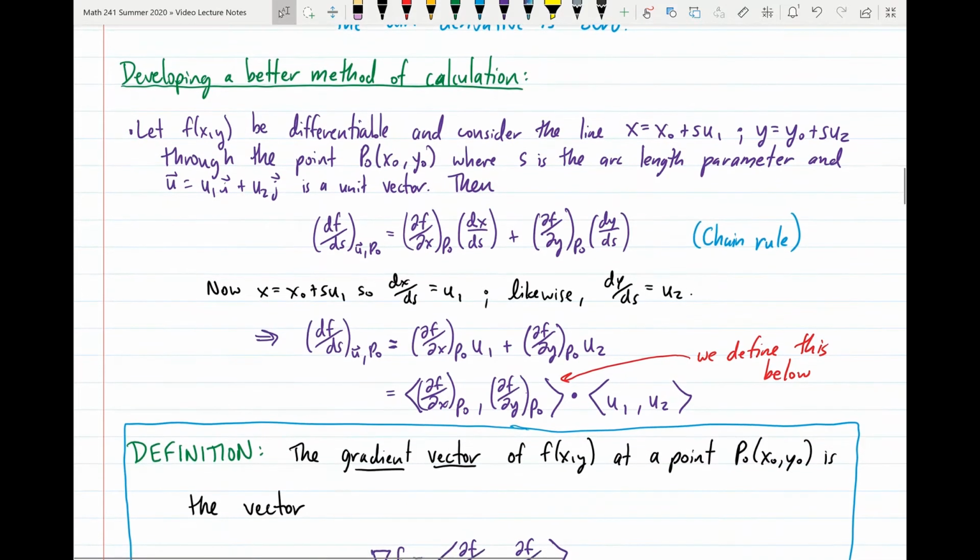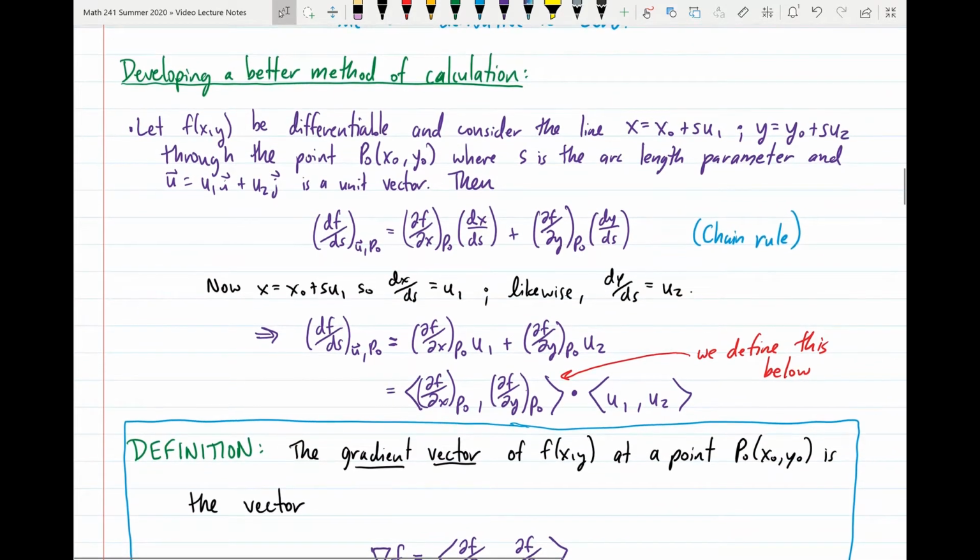So let f of x y be differentiable, and consider the line that's parameterized by x equals x naught plus s times u1, and y equals y naught plus s times u2. These are just the parameterizations we had at the beginning of the video. And we also have some point p naught, and s is the arc length parameter, and then we have our unit vector u given by u1 i plus u2 j.